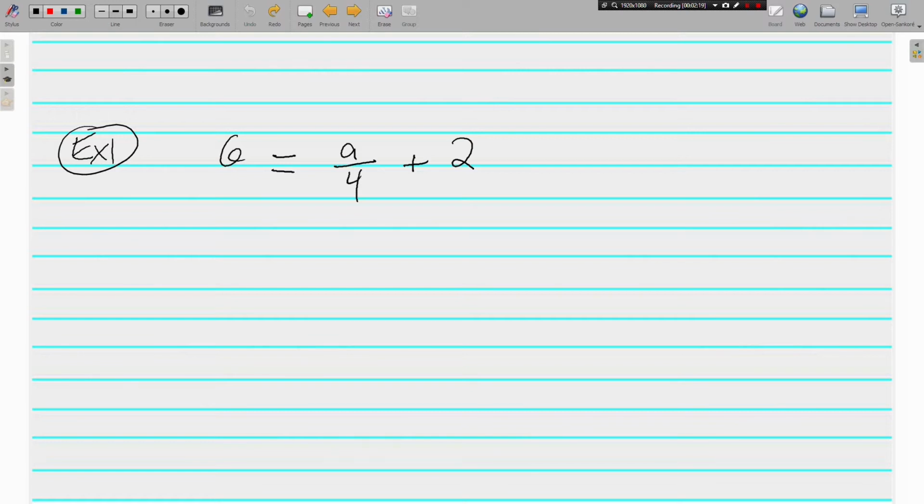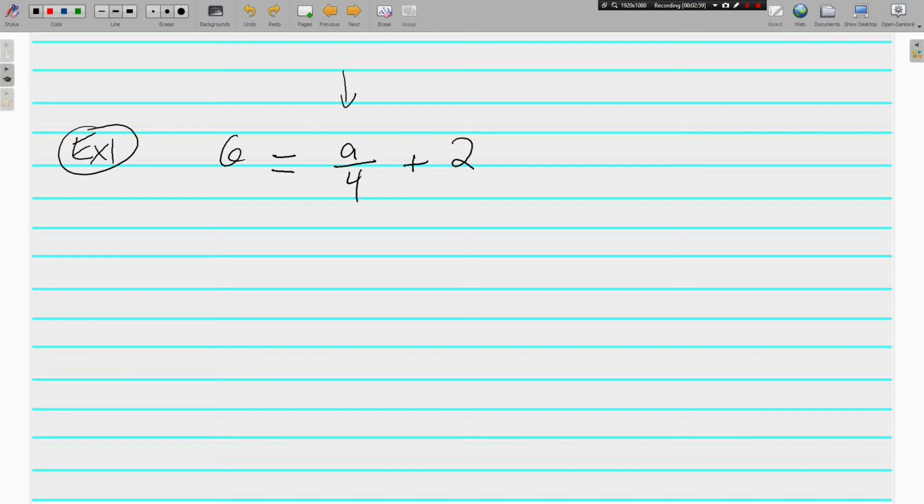What's happening to the variable? Well, there are 2 things going on. The a is being divided by 4, and a 2 is getting added to it. How do we know which thing to do first? Step 3 says to save the term with the variable for last. The a being divided by 4 is all one term, so that's the thing we're going to save for last. So the first thing we have to get rid of is the positive 2.